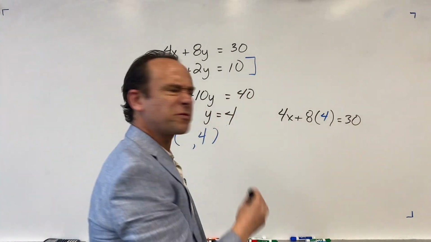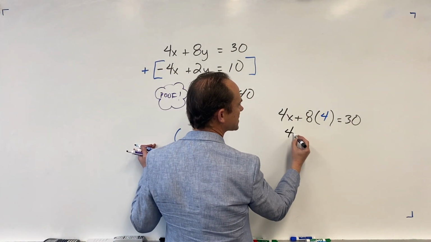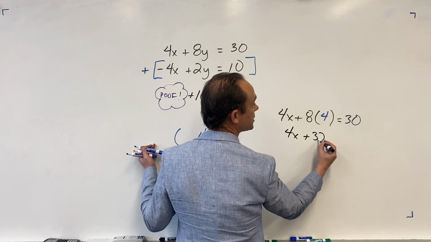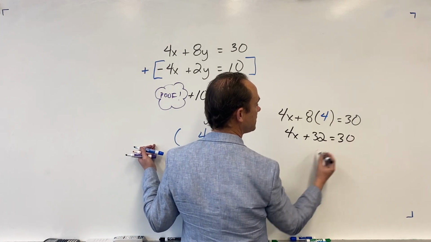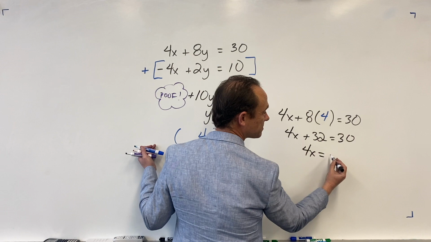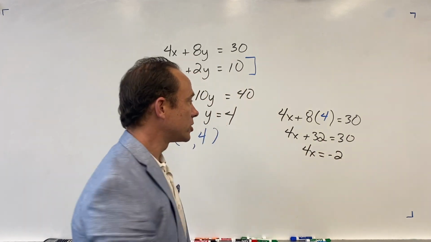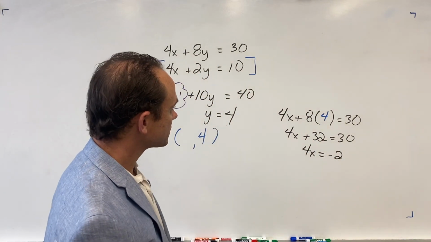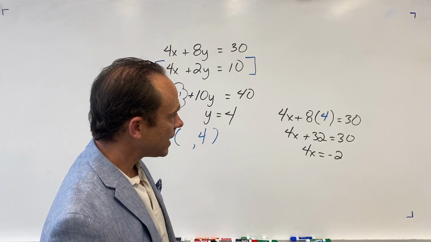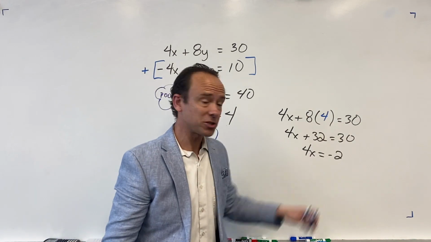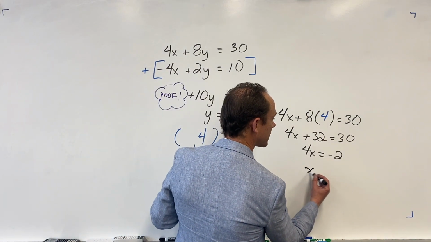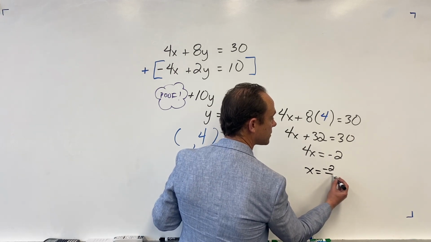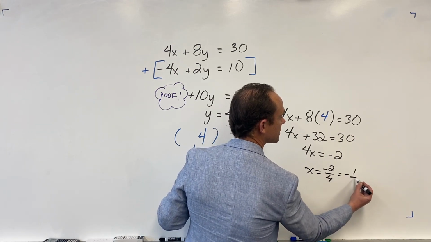All right, let's finish strong here. So I got 4x plus 32 is equal to 30. So 4x has to be equal to negative 2, because negative 2 plus 32 is 30. Therefore, x would have to be negative 2/4 or negative 1/2.